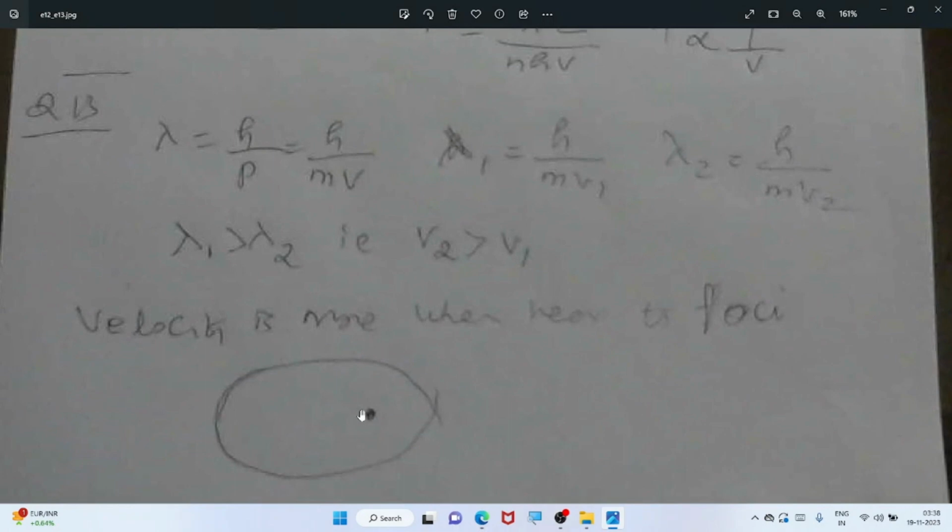See, like this, if the particle is closer to one of the foci, the speed will be more, so the wavelength will be less here. So λ1 = h/m v1 and λ2 = h/m v2. Since v2 is greater than v1, λ1 is greater than λ2, because v2 is near the focus where velocity is more.